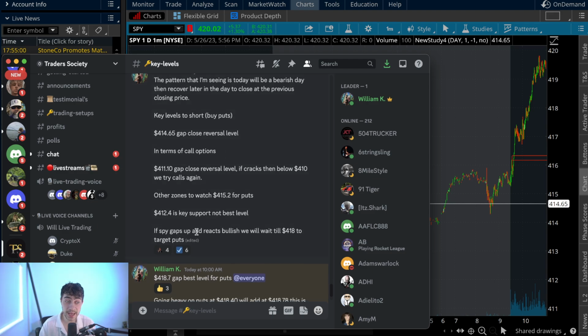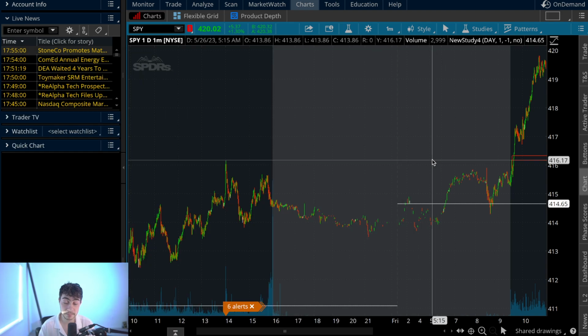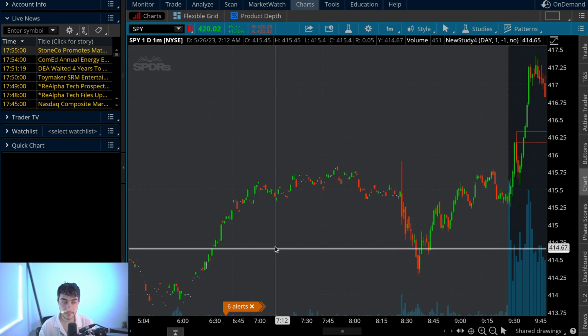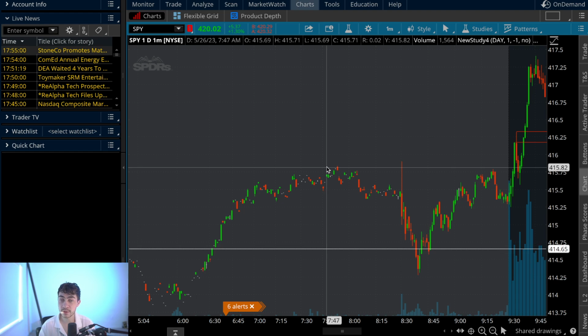If SPY gaps up and we're looking for a bearish gap down to do puts, then there's no reason to be doing puts if SPY is gapping up, unless it cracks our key level and reacts super bearish, which it never did. So right here, I made it very, very clear: if SPY gaps up and reacts bullish, we will wait until the 418.70 gap to target puts. But in terms of the mistakes I made on that first trade, first of all, it's gapping up, so the pattern's not repeating itself.